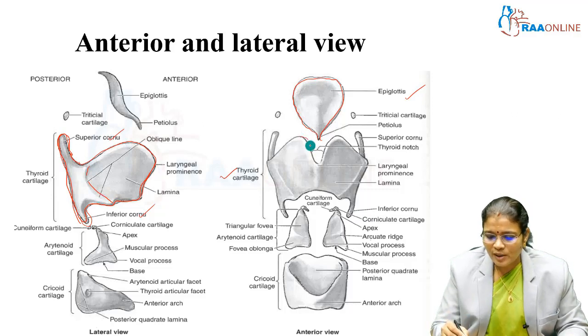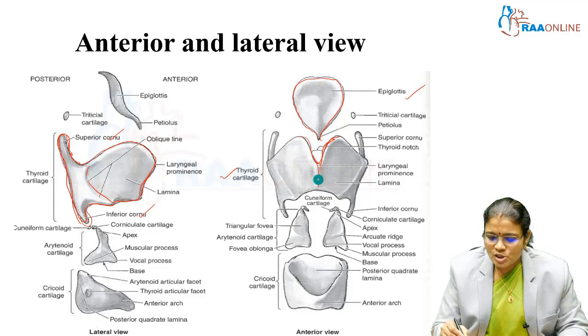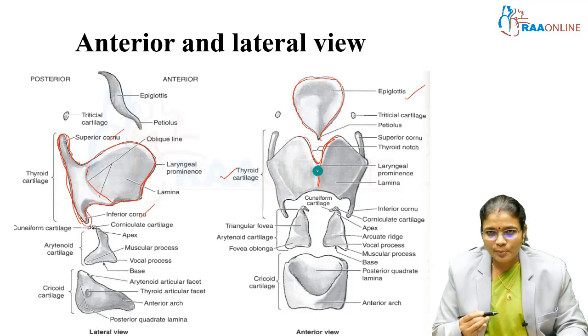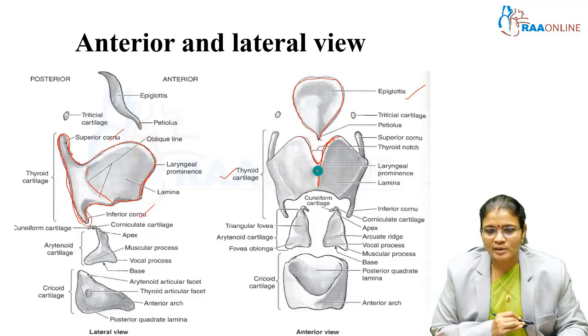When these two laminae unite together at the upper border, they will form a notch called the superior thyroid notch. And the two laminae will join together and produce a prominence along the anterior aspect of the thyroid cartilage, which is called the laryngeal prominence, which is very prominent in males, and it is called Adam's apple. It is under the influence of testosterone.